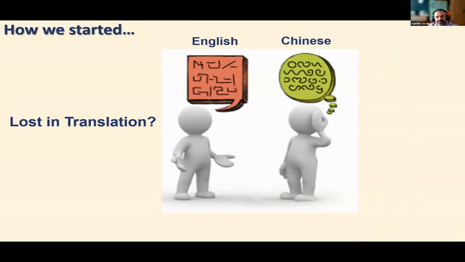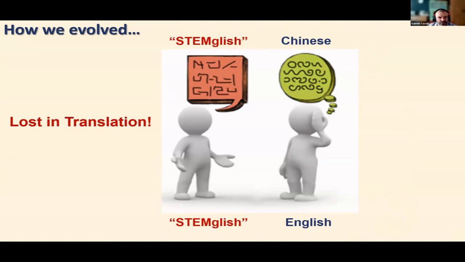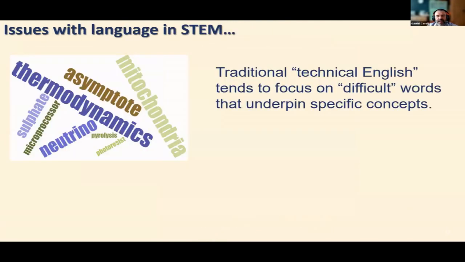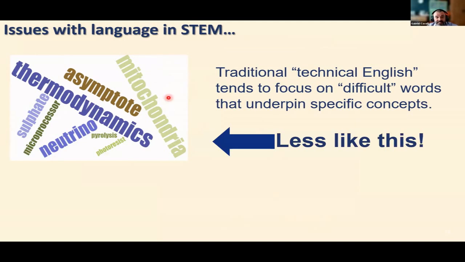But on further reflection and wider observation, we realized that these issues were indeed a problem of translation, but not between Chinese and English, rather between Stemglish, a language in which no one is born a native speaker, and English, as much as between Stemglish and Chinese. And so what are the issues with language and STEM? Is it just so-called technical English, difficult words in the subject such as these? Well, we think not, because these are so different to everyday language, and they're also the focus of teaching, that they're self-flagging.